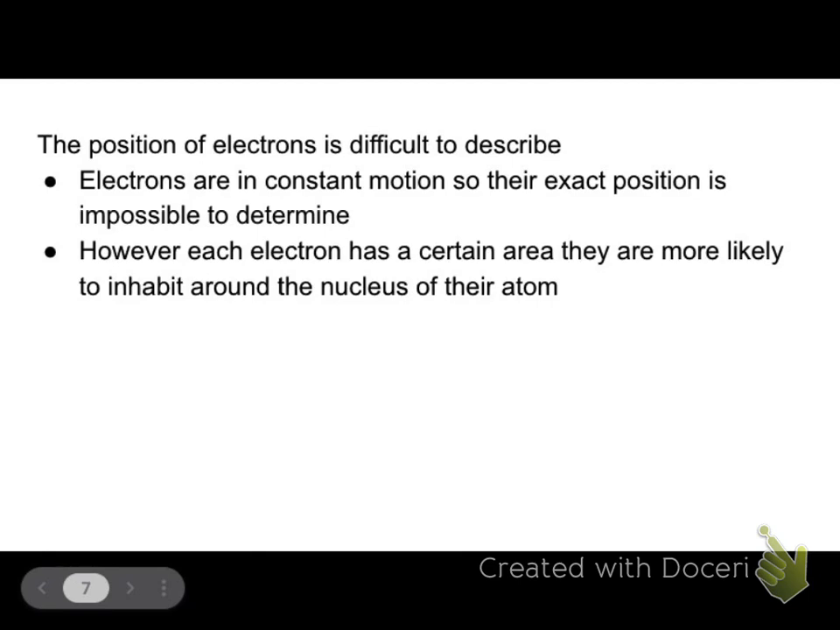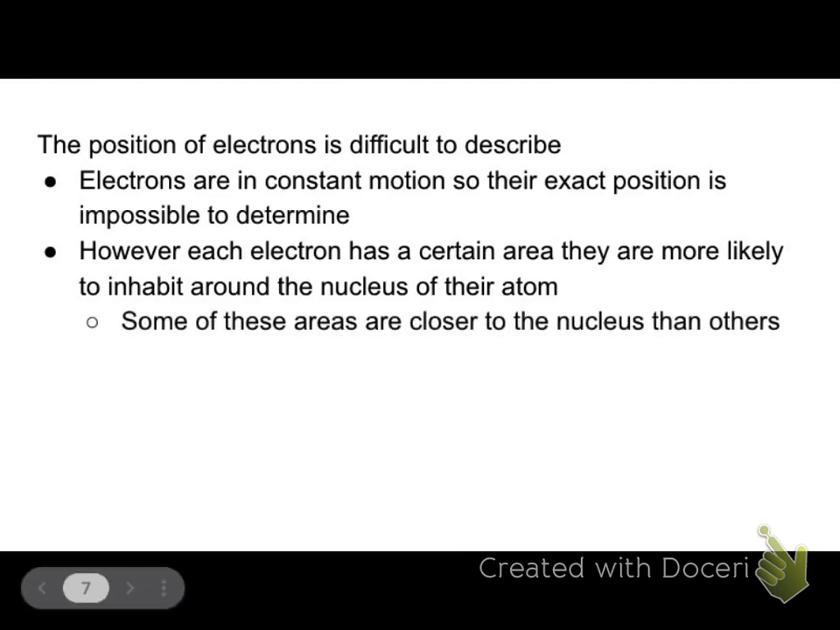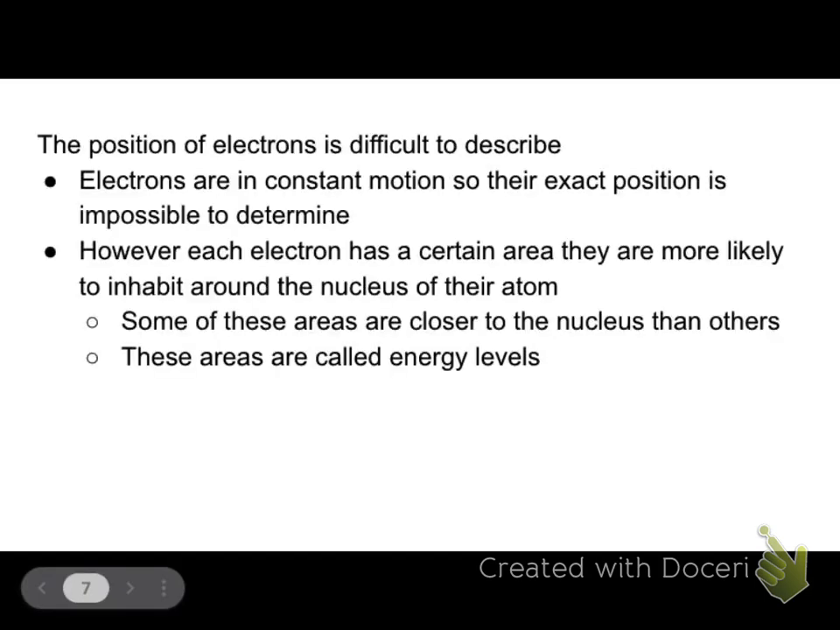However, each electron does have a certain area of the atom that it is most likely to be found in. Okay? And we call these areas energy levels. Some of these areas are closer to the nucleus than others are. These are called energy levels.